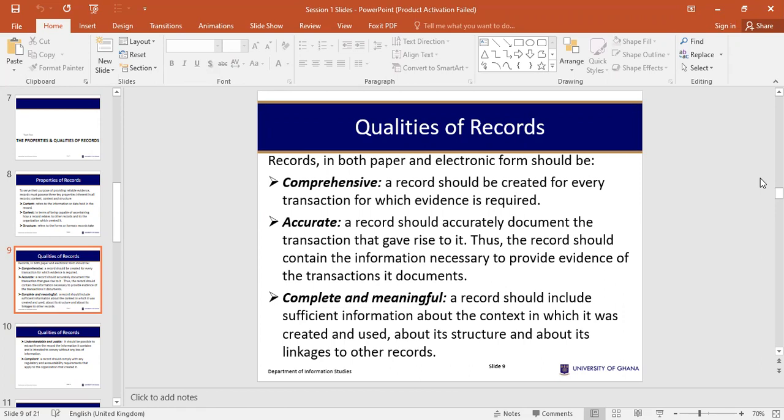The third one is complete and meaningful. A record should include sufficient information about the context in which it was created and used, about its structure and about its linkages to other records. This complete and meaningful is tied to the structure. As we saw in the properties, the record should include sufficient information about the context in which it was created and used, about its structure, and about its linkages to other records.